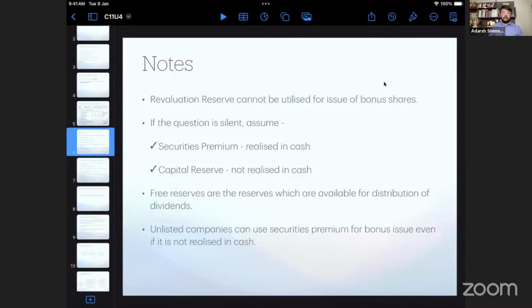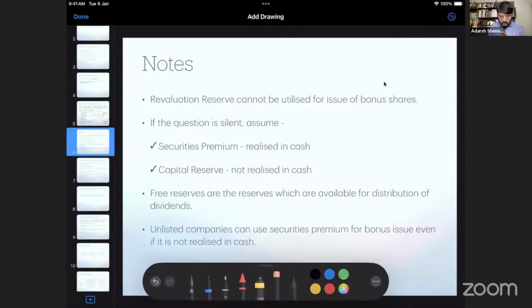Now, some important notes. This revaluation reserve also comes under the semi-specific reserves, but we can't use this for issue of bonus shares. I told you about revaluation reserve yesterday. If you remember, revaluation reserve is a reserve created out of upward revaluation of assets, and you can use that revaluation reserve only if the assets have to be downward revalued tomorrow. So you can use that reserve balance to reduce the value of the assets tomorrow.